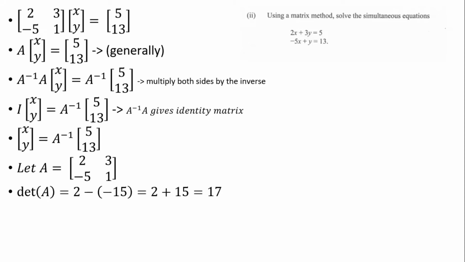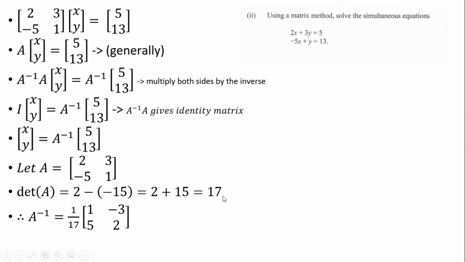So the determinant of A is found by multiplying the diagonals. It will be 2 multiplied by 1 to give us 2, minus the other diagonal, which is 3 multiplied by negative 5, giving negative 15. So that is 2 minus negative 15. This minus sign multiplied by this minus sign gives a positive sign, so it is 2 plus 15, which gives us a positive 17. To remember, to find the inverse of A, we first need to find the determinant. That is the first aspect of finding the inverse.